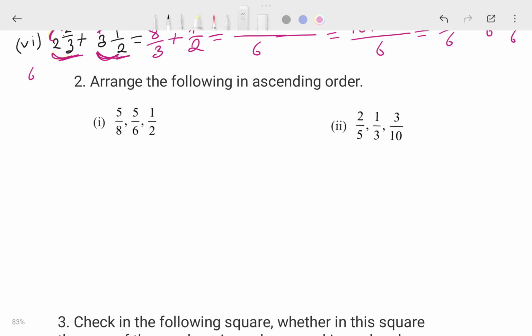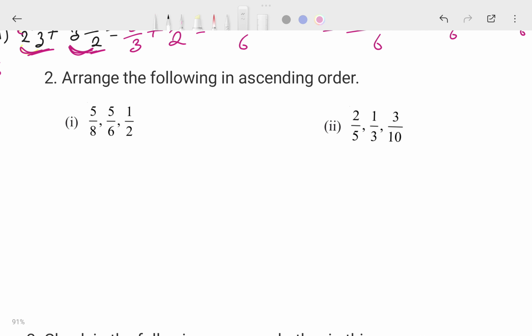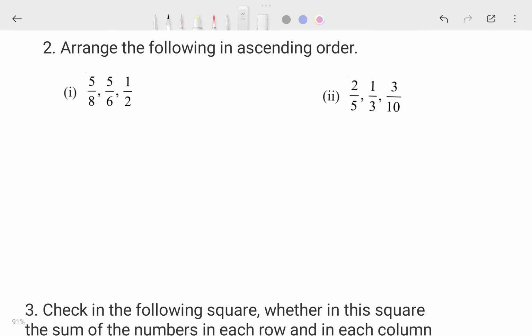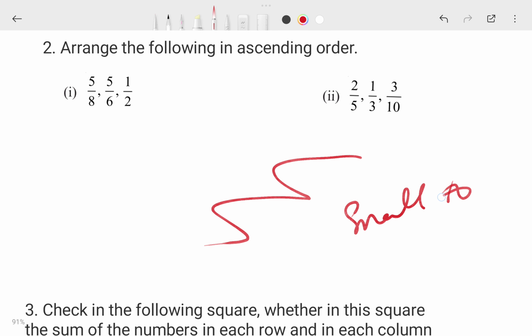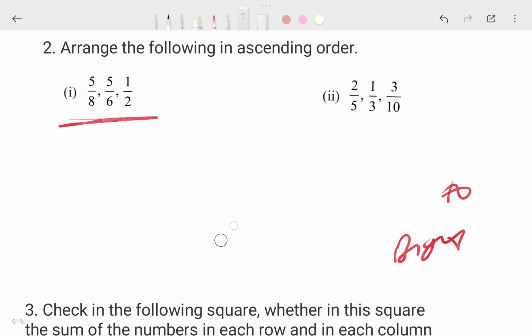This is our second question: arrange the following in ascending order. I hope you know about ascending order: ascending means we go from a smaller to a bigger number. So how will you arrange in ascending order with fractions?